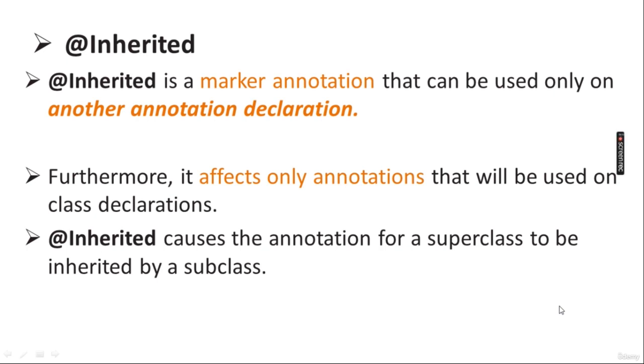Then Inherited. The Inherited annotation is a marker annotation that can be used only on another annotation declaration. Since it is a marker annotation, it has no value specified. It affects only annotations that will be used on class declarations. Whatever class you are declaring, Inherited will specify that the annotation for a superclass is to be inherited by a subclass. So it is generally used in cases where inheritance occurs.